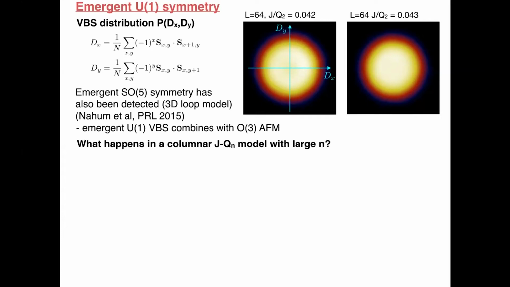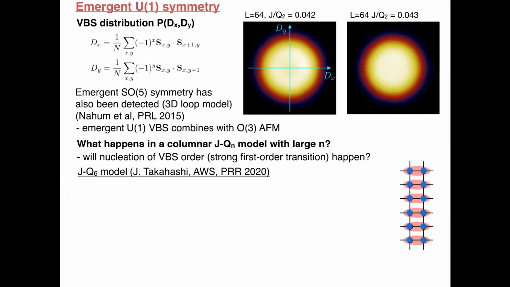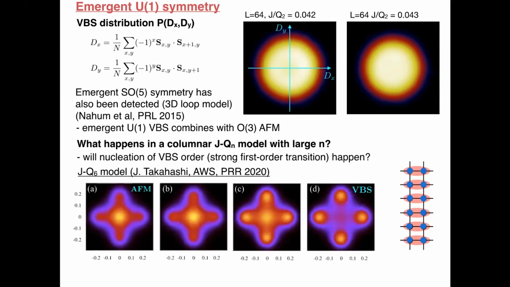Anyway, let me ask what happens when we extend these Q terms. The JQ2 has the minimal number of singlet projectors, and now we can go to some extreme case, make these very long and very large, and then it looks like we should get some nucleation. These terms should nucleate some regions of VBS, and maybe we just get a first order transition. So we looked at this in this paper, whose main topic was something else, but we looked at this kind of JQ6 model where the Q term projects that many singlets.